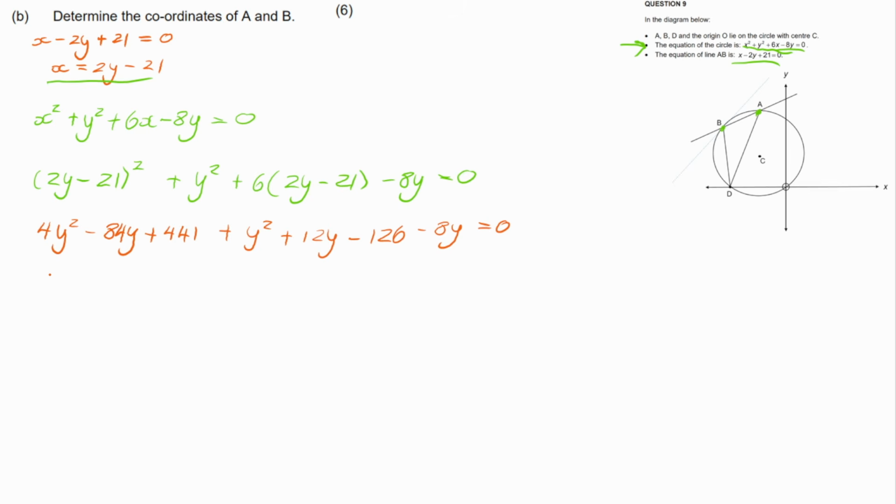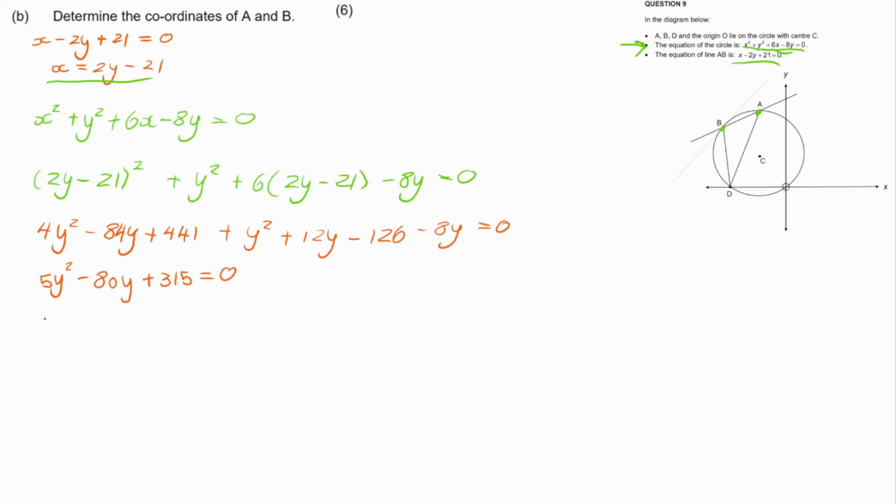So if I collect my like terms over there, I get 5y squared minus 80y plus 315 is equal to 0. So I can use my calculator to solve this, or I can just use normal factorization techniques. I'm going to assume that you use your calculator to do this. I will be making a video on how to solve these questions, these factorized trinomials, using our calculator.